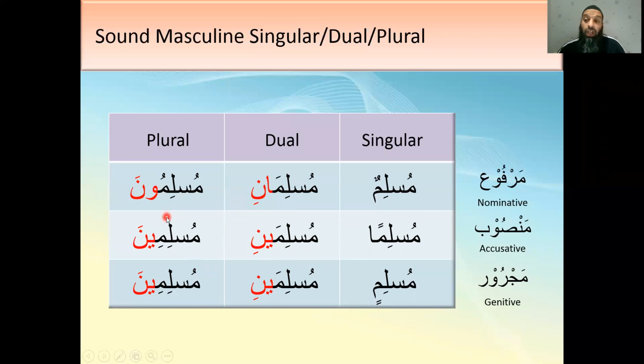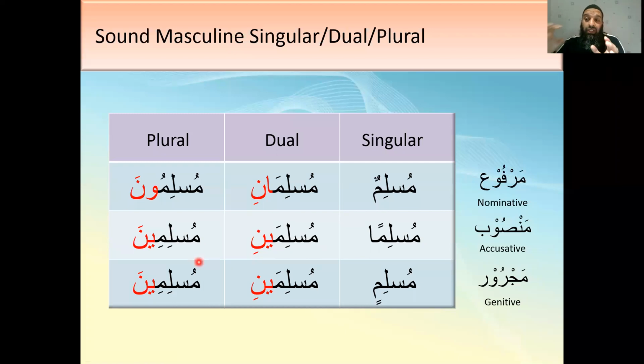Kafirina. Zalimuna, what is that in majroor? Zalimina. Zalimin. Exactly. Same thing. So they mean the same thing. Kafiruna and kafirina mean the same thing, disbelievers.